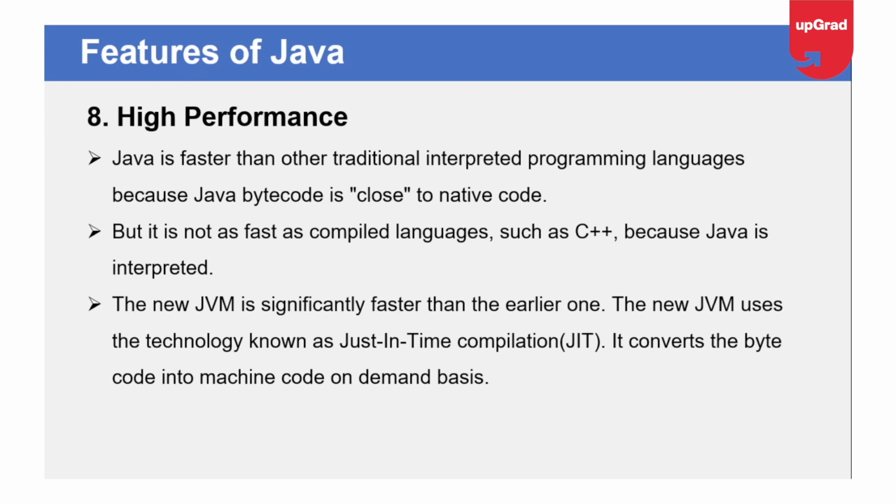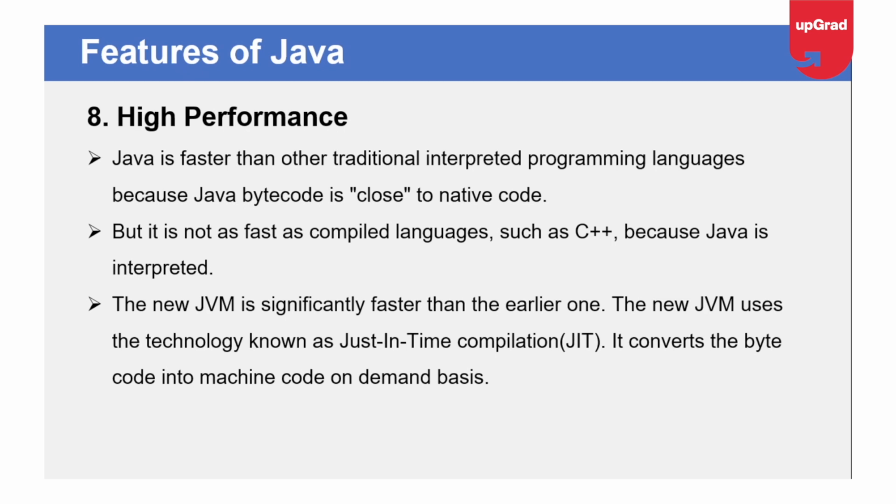Talking about the performance of Java. Java is faster than almost all the traditional interpreted programming languages. We mention the word interpreted over here because it is not as fast as the compiled languages C or C++. Remembering the extra layer which is there in Java, conversion from Java code to bytecode. That extra layer is there, hence it is not as fast as compiled languages, but in the traditional interpreted languages, it wins.